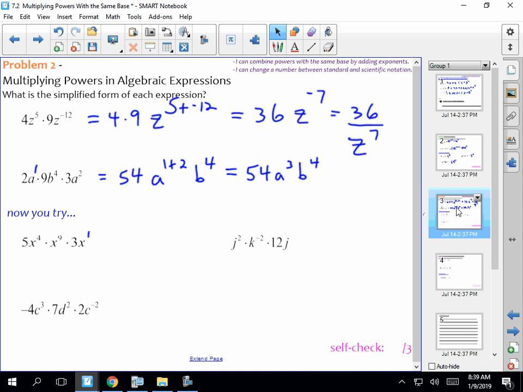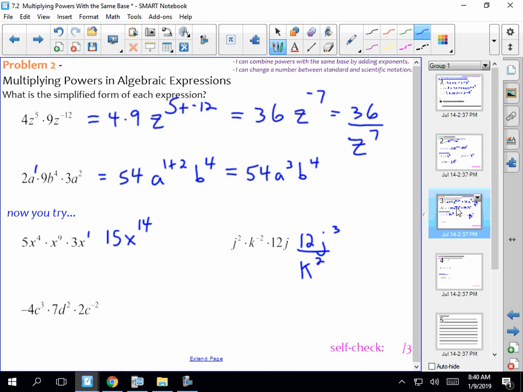All right, so the first one here is 15x to the 4 plus 9 plus 1 is 14. This one we just have the 12 out in front, j to the 3rd, and then the k to the negative 2 will move to the bottom and become k to the positive 2nd power.